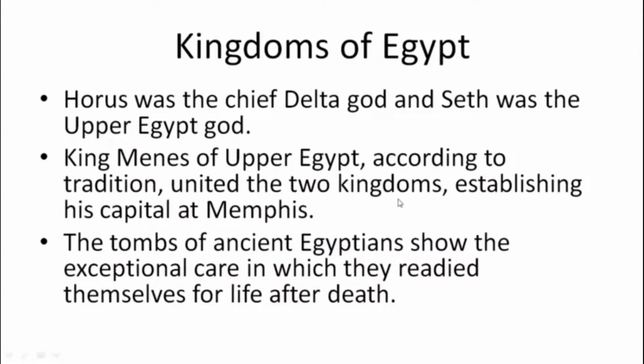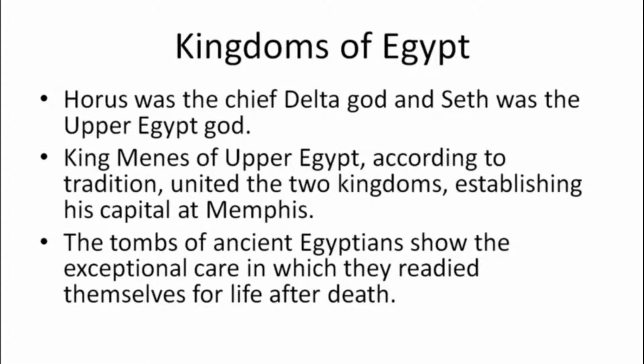So we continue here. We are going to discuss several kingdoms that lived and flourished in Egypt. Of course, we are not going to discuss in this lesson all the kingdoms of Egypt. We are going to discuss the main kingdoms that lived and flourished in Egypt. So, we are going to discuss three main kingdoms. First of all, we are going to discuss the Lower Egypt kingdom, which was controlled by Horus. Horus was the chief Delta god, and Seth was the Upper Egypt god.